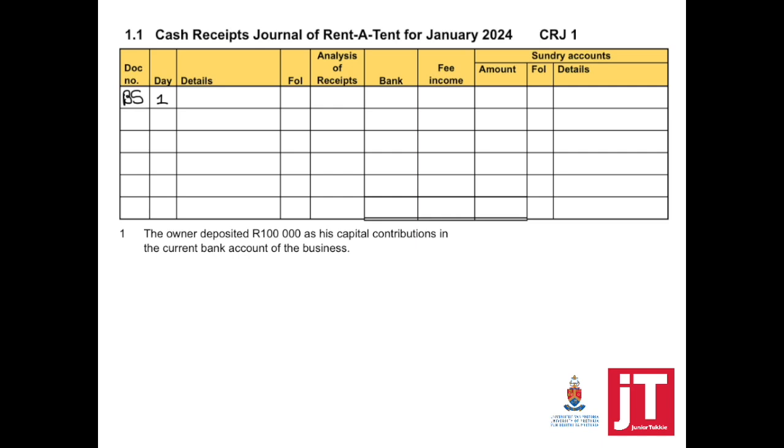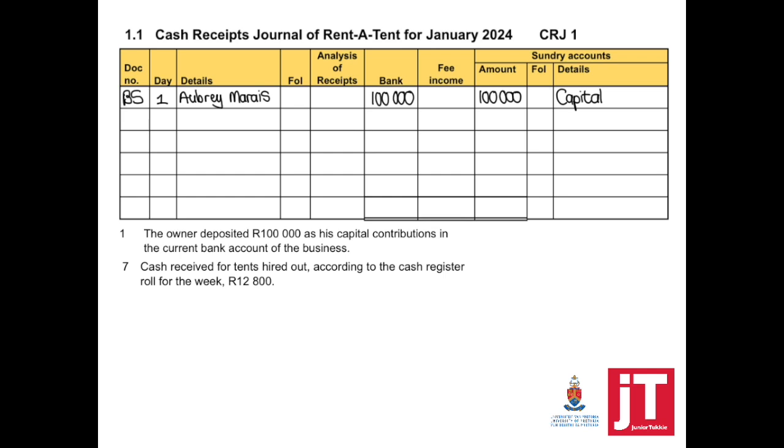From whom did we receive the money? When we say the owner, and they've given the name of the owner, that was in the instructions when we started with this activity. Then you have to write the name of the owner, Aubrey Marie. How much did he pay into the business account? 100,000. For what reason? For capital. We don't write capital contribution. This is shown as capital.